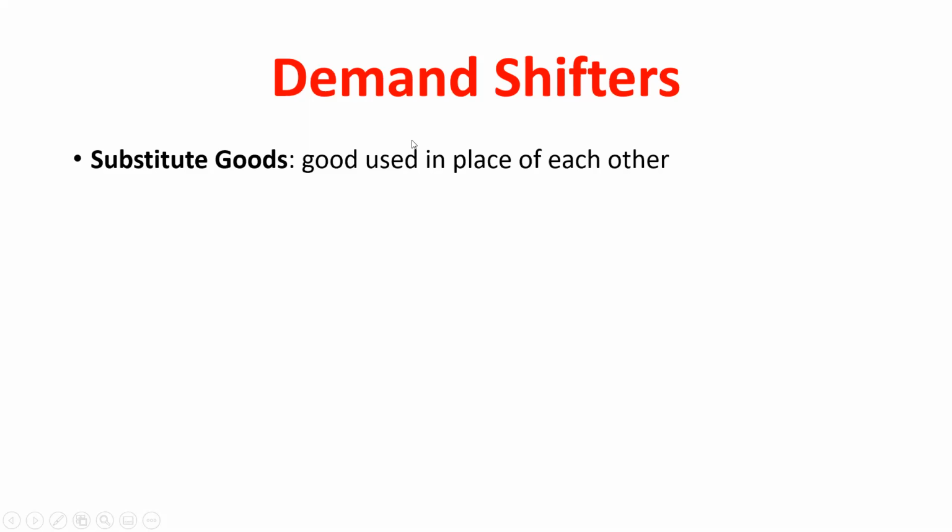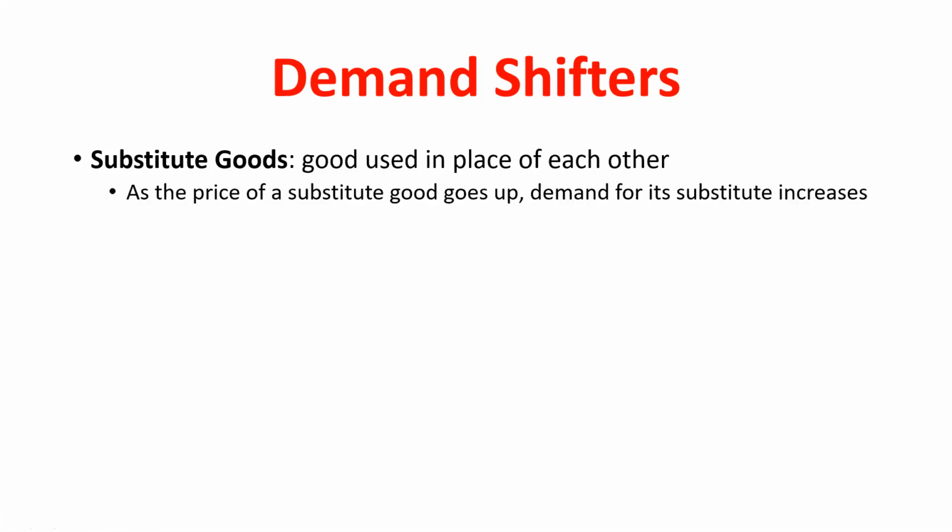Some of the other things that we can see influencing the demand curve are whether or not we see changes in the prices of substitute or complementary goods. So with substitute goods, these are goods that are used in place of each other. As the price of a substitute good goes up, the demand for whatever it's a substitute for will also go up. So why would that be the case?